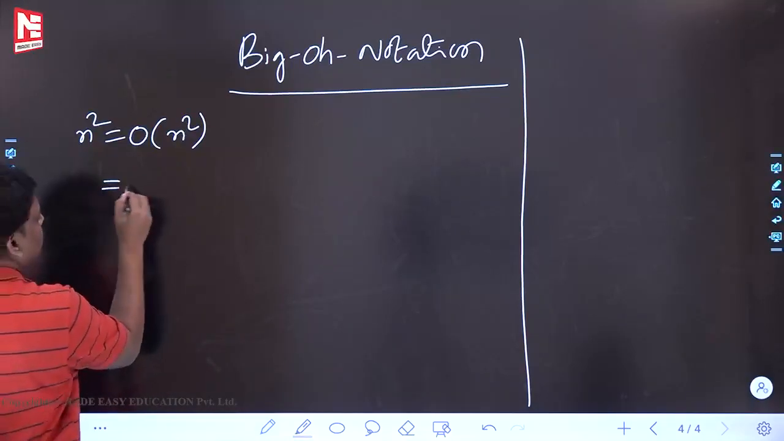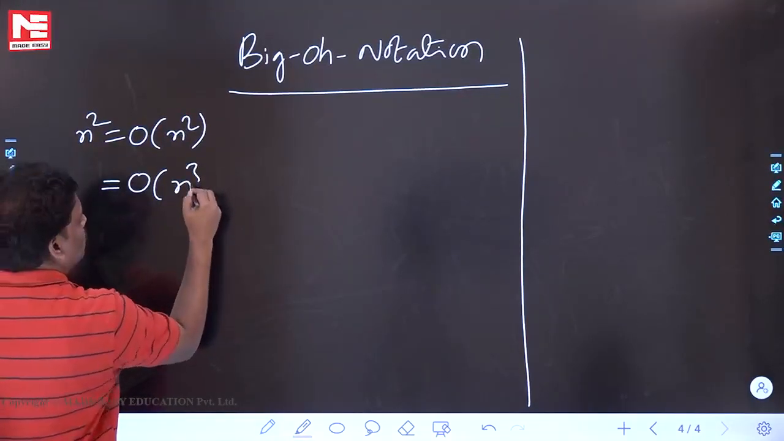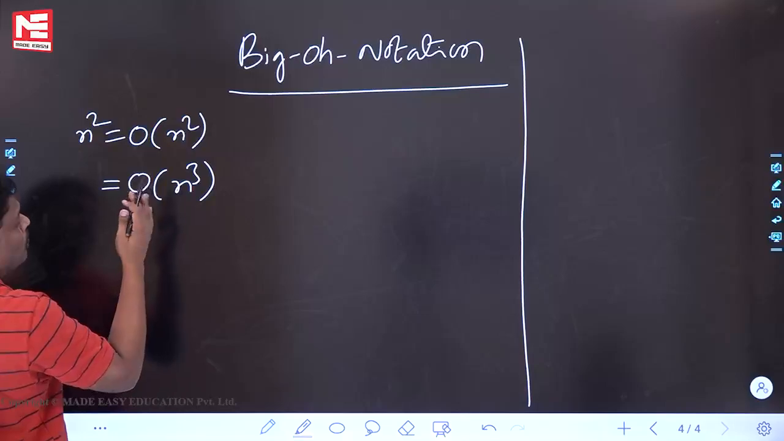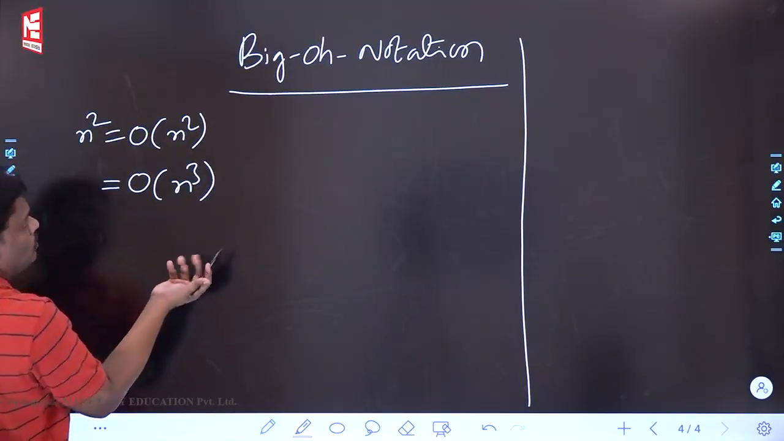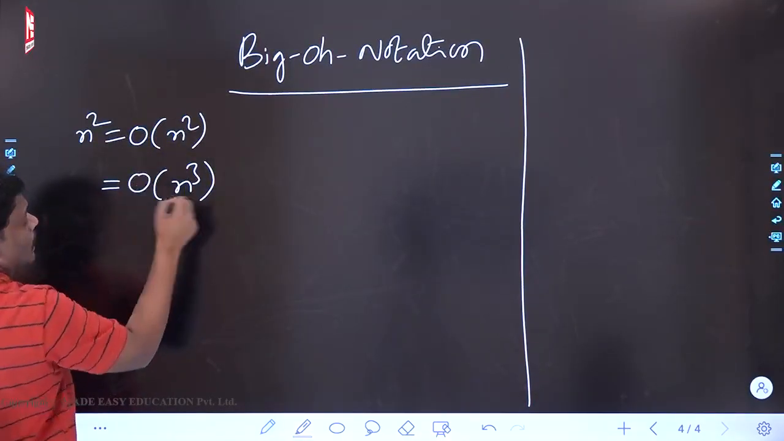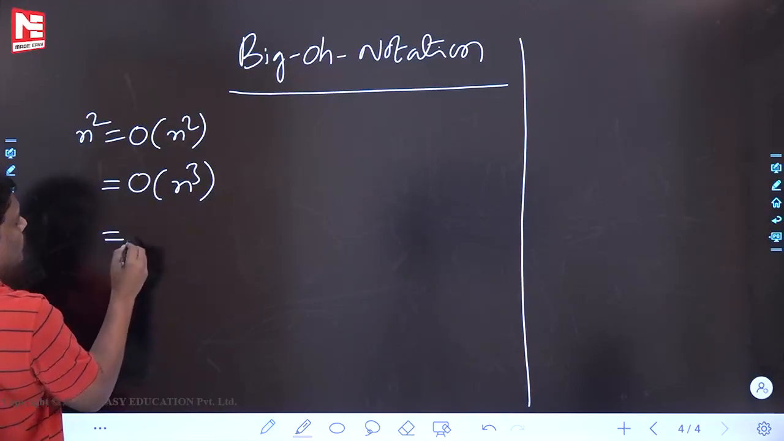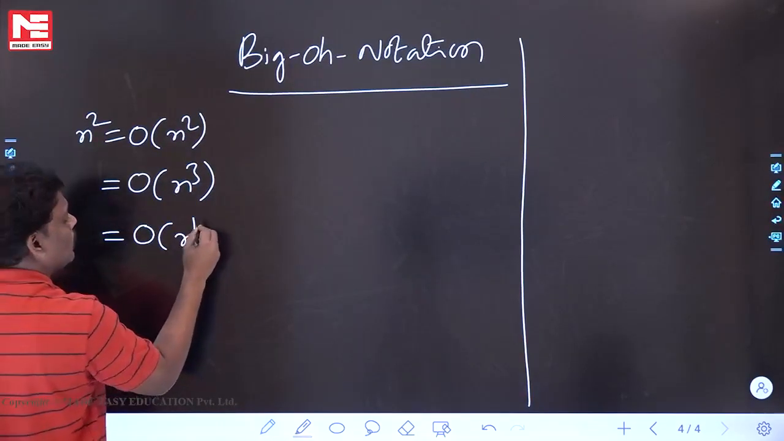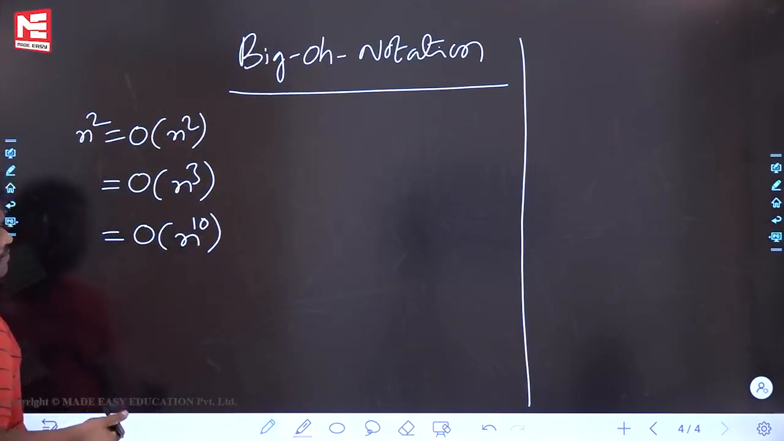Next one, n square is big O of n cube. Is it right or wrong? Of course it is right. What is the meaning of big O? The right side will be greater or equal. It is equal, that is fine. Greater also okay. Next one, n square is big O of n power 10. That is also right.